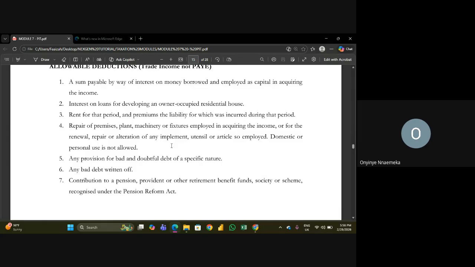I don't understand this premium they put. Repairs of premises, machinery employed in acquiring income is allowed, but repair or alteration of any utensils or articles for domestic or personal use is not allowed. You want to repair your place of work or the machine you use, you're not supposed to put personal money there. Like you repair your personal car, it's not an allowable expense. Provision for bad or doubtful debts.